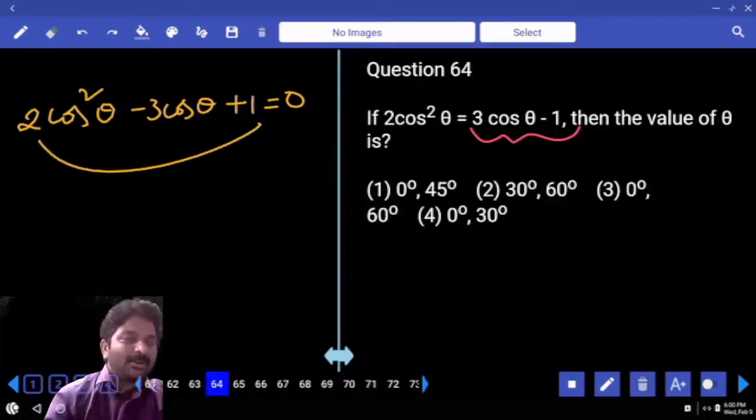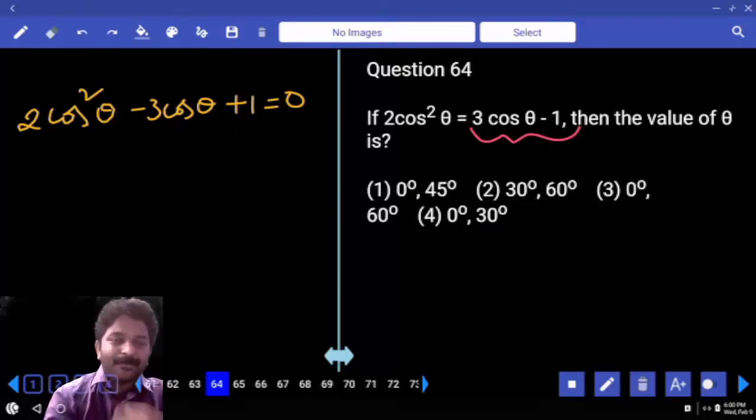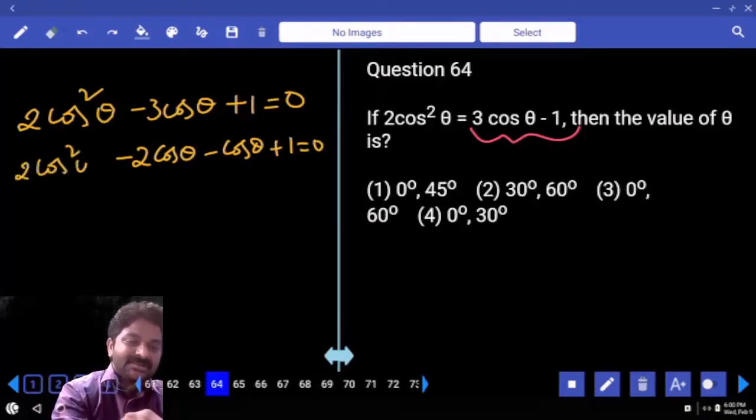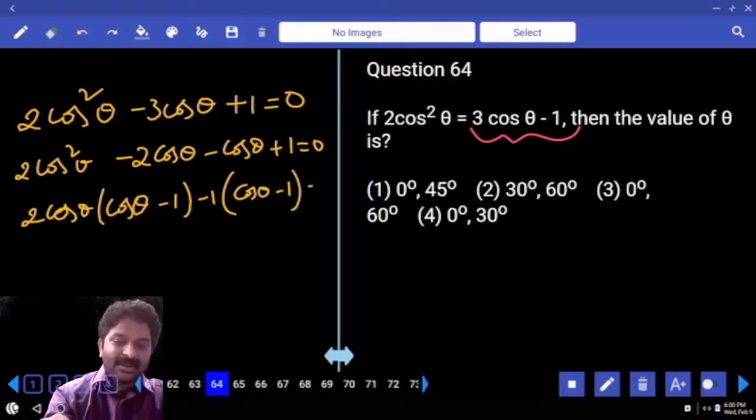So product must be equal to 2. Sum must be equal to minus 3. So I can choose my combination as minus 2 and minus 1. So I'll write it as 2 cos square theta minus 2 cos theta minus cos theta plus 1 is equal to 0. Got the point? Then if you take 2 cos theta common, here you get cos theta minus 1, minus 1 common, cos theta minus 1 is equal to 0.